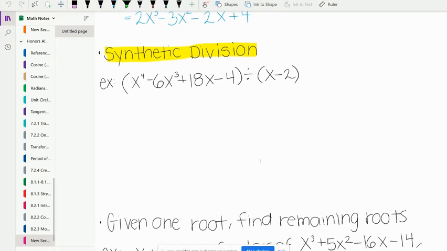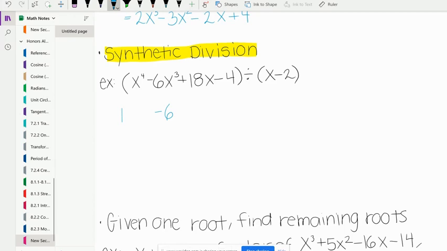So when you set it up, the first thing is you want to look at the coefficients of the polynomial x to the fourth minus 6x cubed plus 18x minus 4, and you're going to write them a little bit spread out. So the coefficient of x to the fourth would be 1. The coefficient of negative 6x cubed would be negative 6. But as we're looking at this polynomial, we can see that it's actually missing a term. So if you're missing any of the terms, if you start with a 4, then you must have a 4, 3, 2, 1, 0.